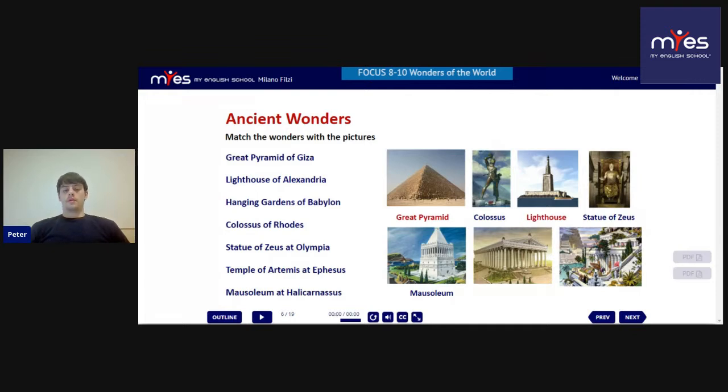What about number 6? What do you think for number 6? Number 6 is a very traditional looking temple. Number 6 is a very traditional temple of Artemis. And the last one is therefore the Hanging Gardens of Babylon.